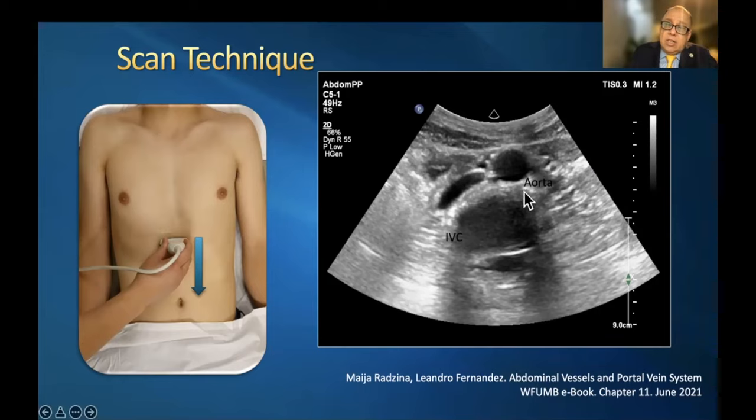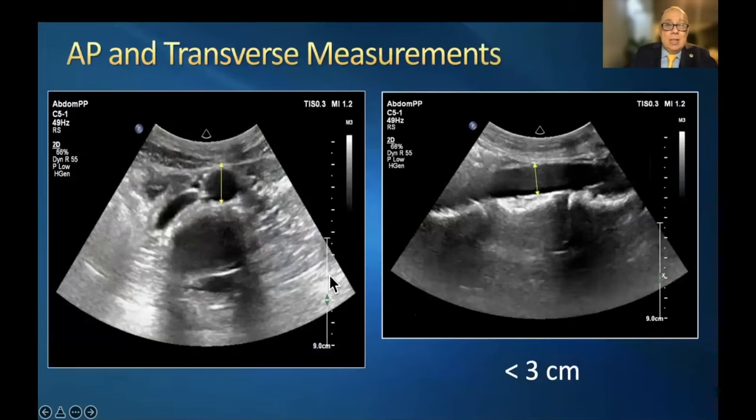Please notice this image here. This is the vertebral body. This is the anterior wall. And this is the acoustic shadow produced by the vertebra. Please don't confuse this image with an AAA, abdominal aortic aneurysm. This is the aorta, in real time with pulsatility. So we have the image in transversal and we can start to make measurements.